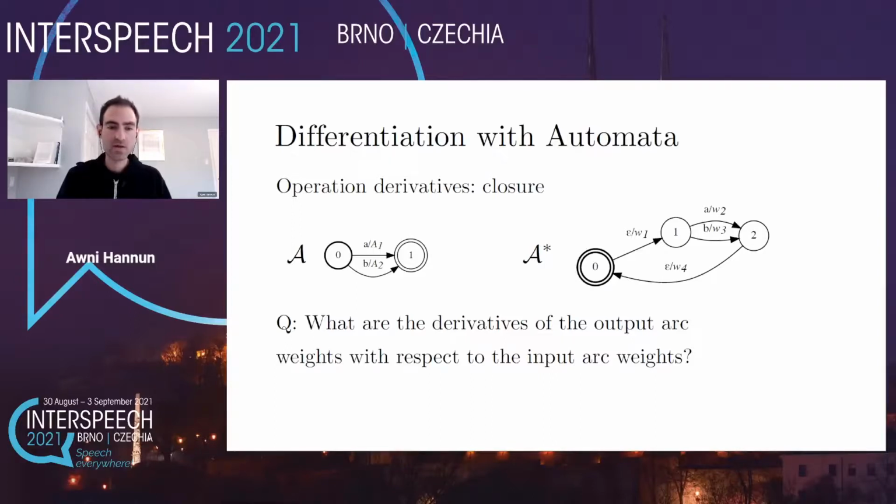Okay, so now let's take a look at this example, closure. I'll give everyone a second to think. What are the derivatives of the output arc weights for the closure, this graph specifically, with respect to the input arc weights? Perhaps the simpler way to phrase the question is, what are the non-zero derivatives? I'll let everyone think about that for a second.